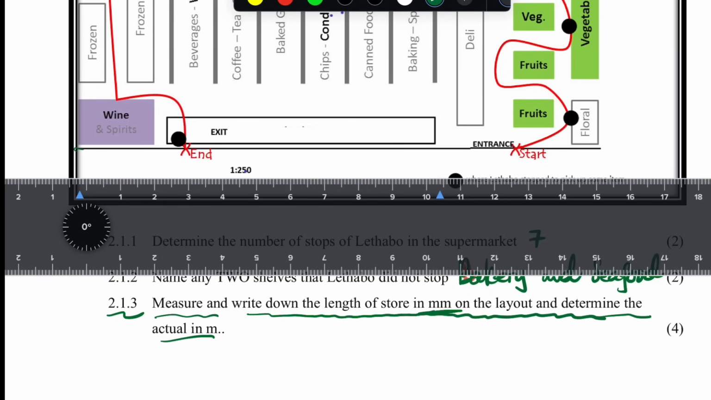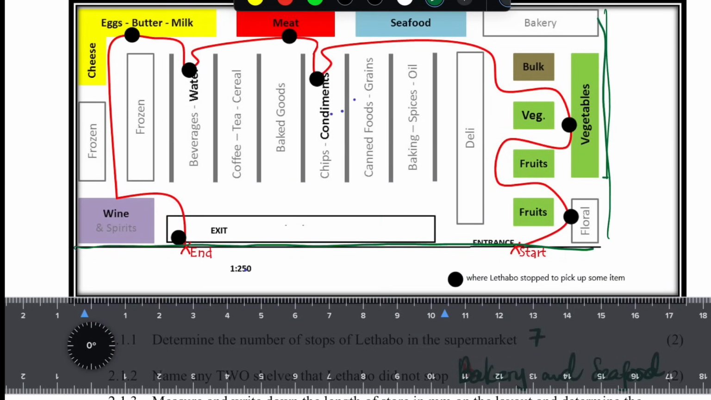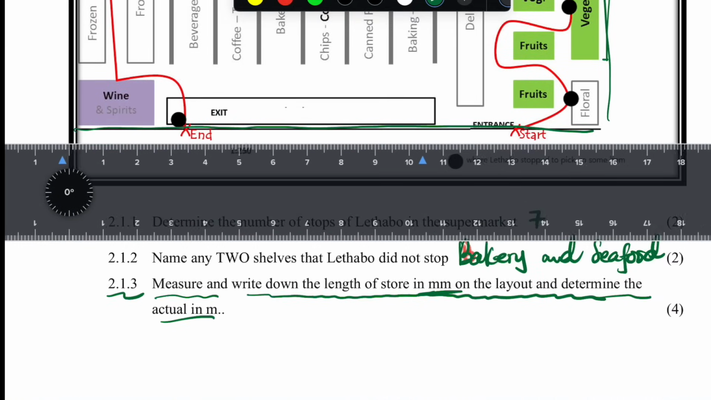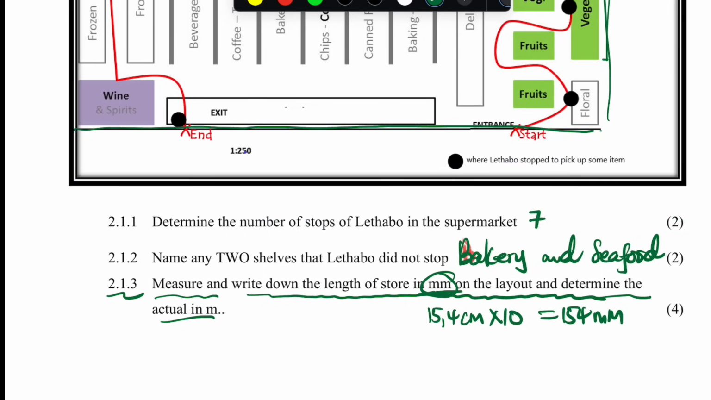We want to measure the length of the store, which is the longest side. This is the breadth of the store. We want the length. They said the length there. So I'm gonna start my ruler with 0 there, and then I put it there. So if you see there at the end, it's 15.4. My ruler is in centimeter, 15.4, but I want to do it in millimeters. I times it by 10, so it's gonna be 154 millimeters. That's the length of the store.